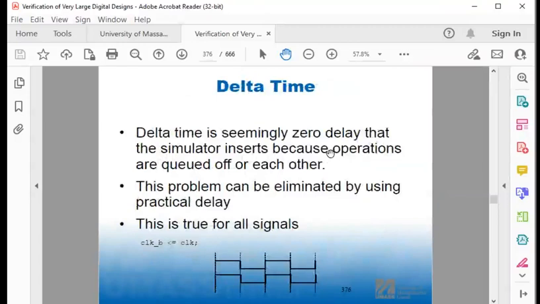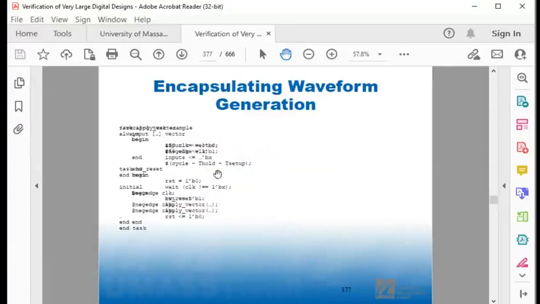So here's the delta time. All right, the seemingly 0 delay. I said the slide was out of place, and here it is. That the simulator inserts so it can queue up operations, right? So if I have 2 signals here, and one signal is derived from the other, in a real system there would always be some delay when I derive a signal from another signal. But where I haven't shown any delay here, they are seemingly the same, but one happens after the other. And right, so that's that.